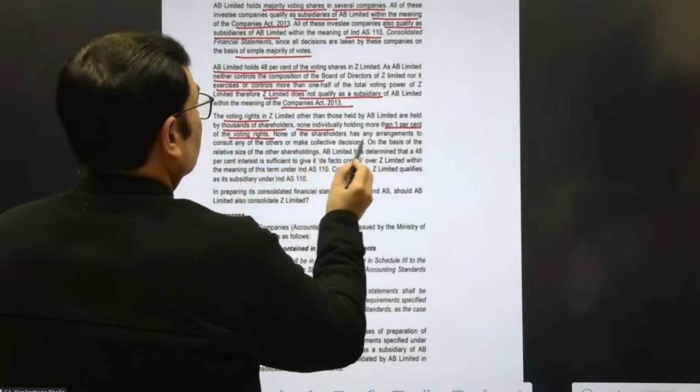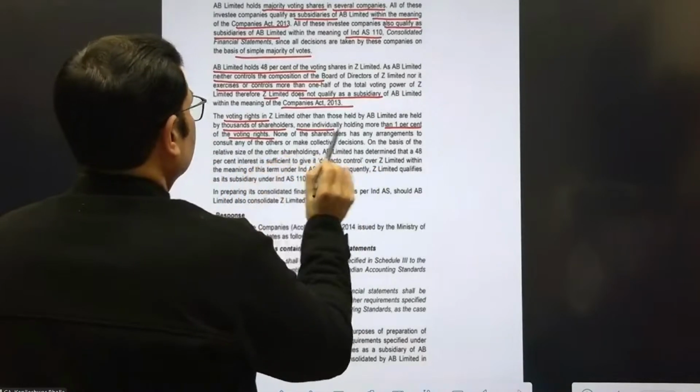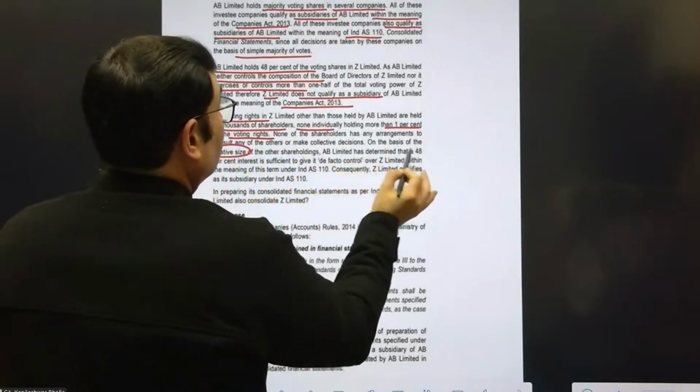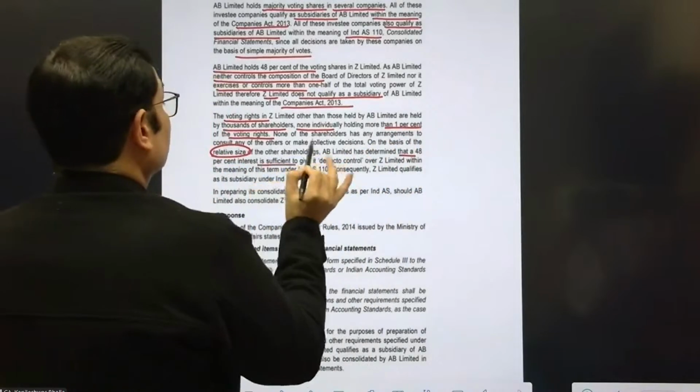Then he says none of the shareholders have got any arrangements to consult any other. On the basis of the relative size of the shareholding, AB determined that 48% is sufficient to give a de facto control. This is called a de facto control. I always tell people a phrase, it's like andho mein kana raja. I always tell people that if you compare your size as compared to the other investors, you are big. And if you're big, you could get control. That's called a de facto control within the meaning of Ind AS 110.